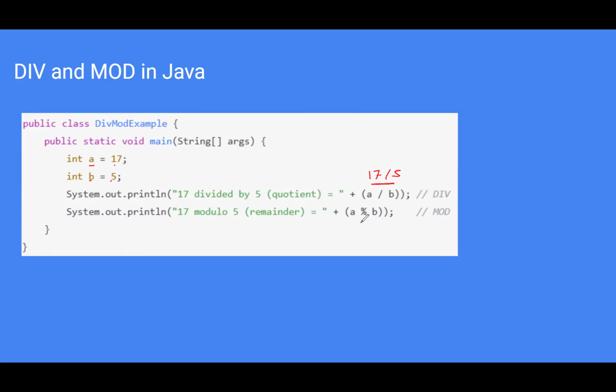Okay. And then here we are going to divide 17 by 5 and actually get the remainder of that. So any idea what could be the remainder for this? The remainder would be 2. Excellent. Yes, excellent.